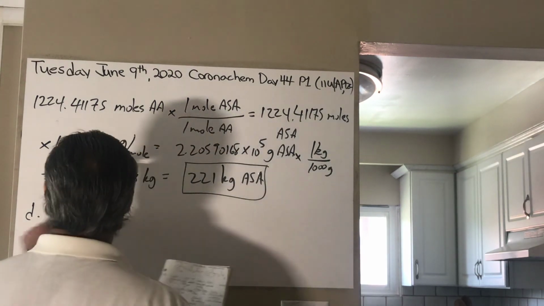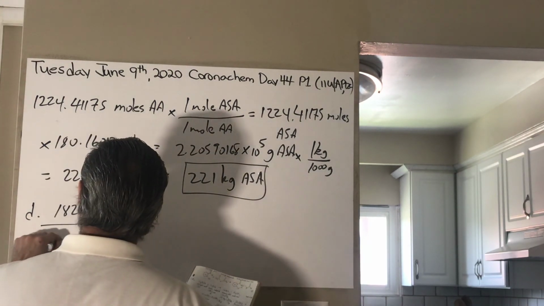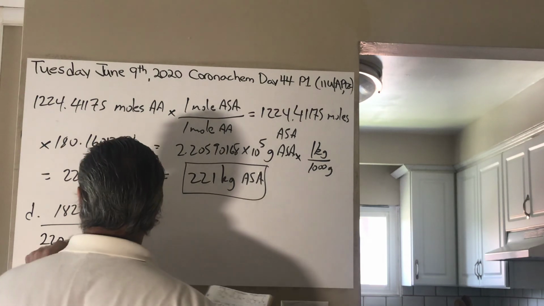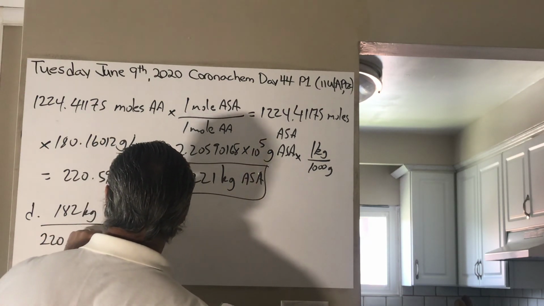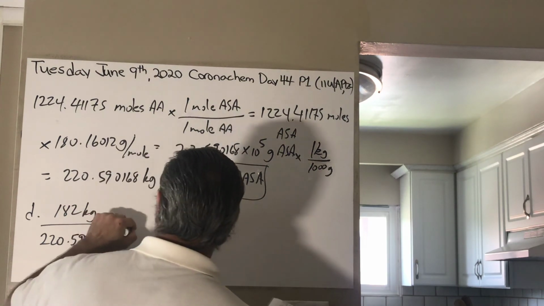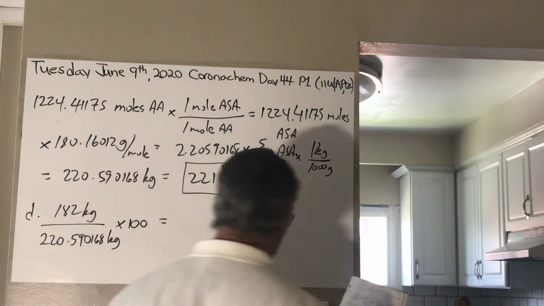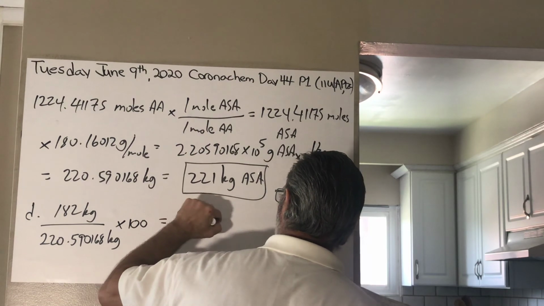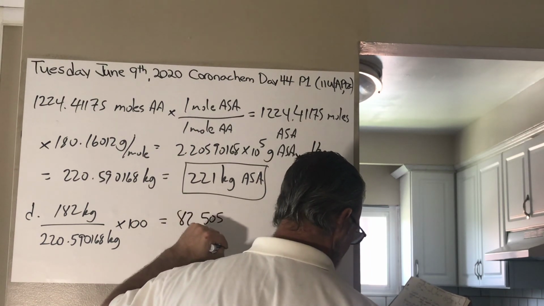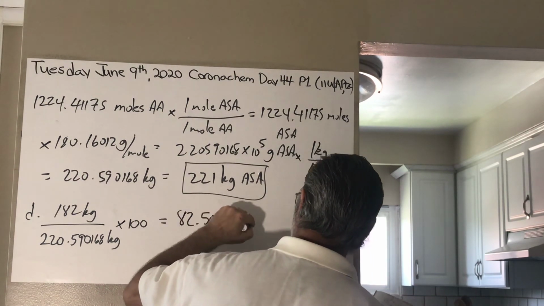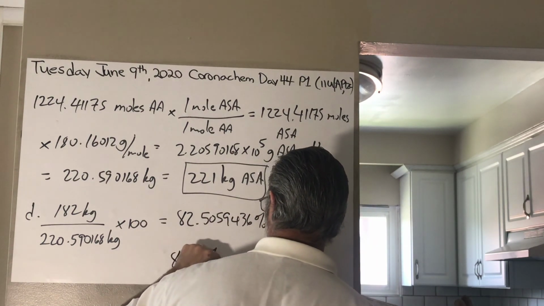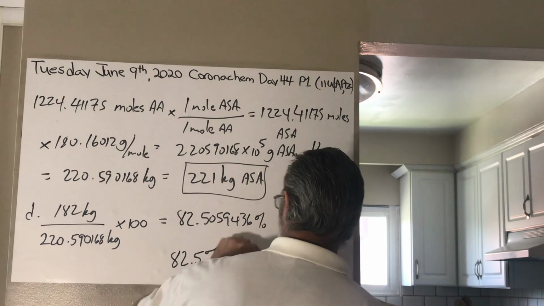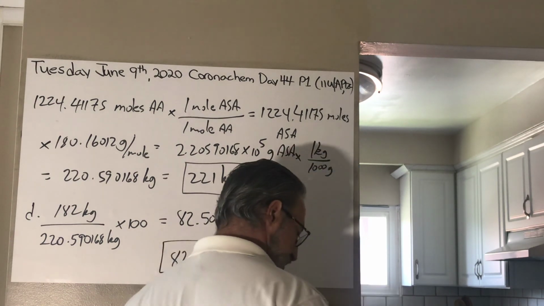So 182 kilograms divided by the 220.59, use the full unabridged number when you're doing your calculation as always, times 100 gives you 82.505. This is what you're going to get in your calculator readout, 9436%, and then what you're going to report is 82.5% yield. And that concludes that question.